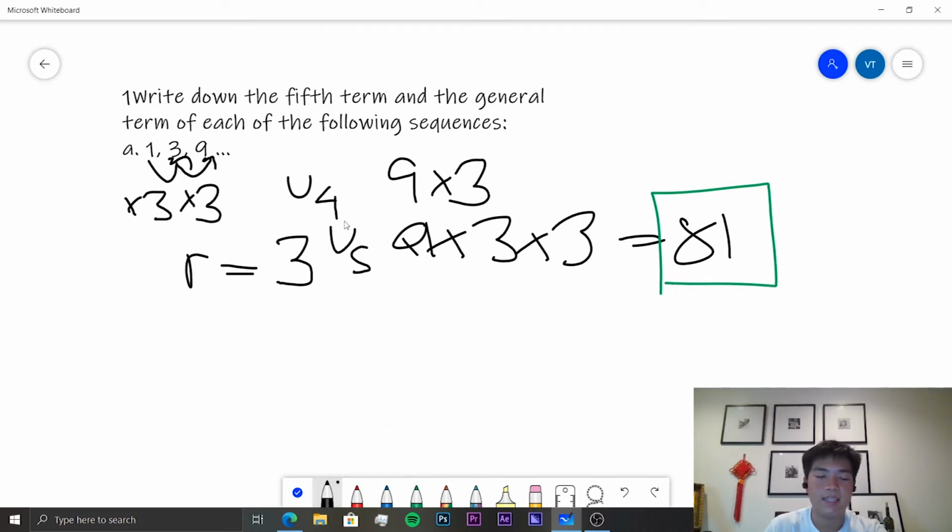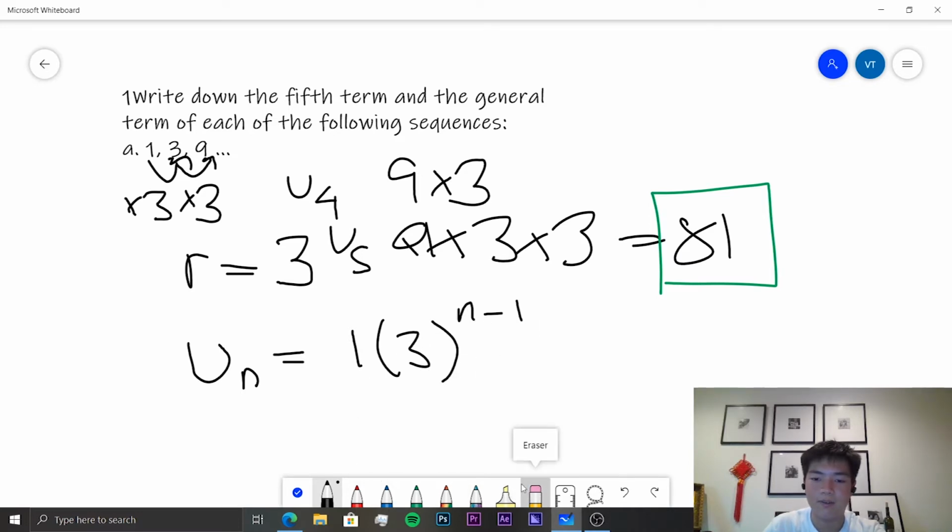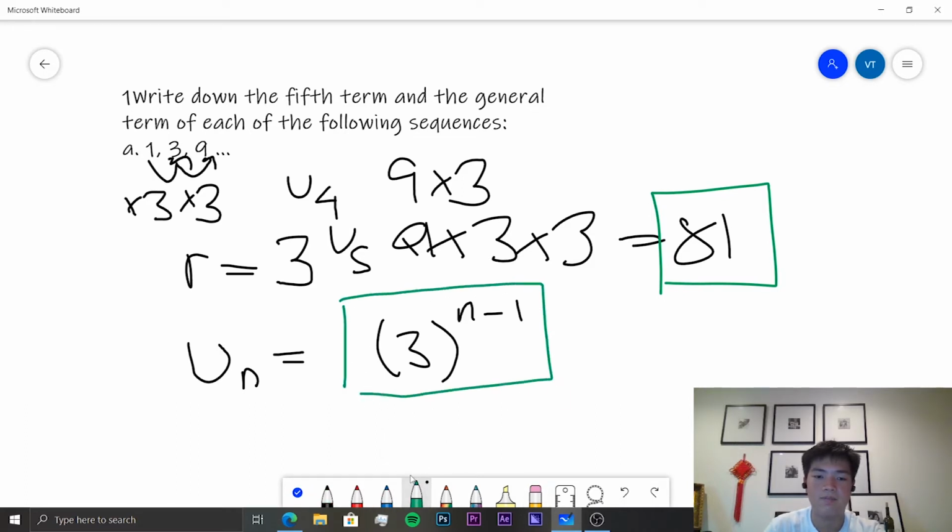And we need to get the general term of the sequence, and if you remember, the general term of a geometric sequence is equal to the first term, in this case 1, times the common ratio, which is 3, to the power of n minus 1. In this case, the 1 is kind of irrelevant, it won't do anything. So the answer is simply 3 to the n minus 1.